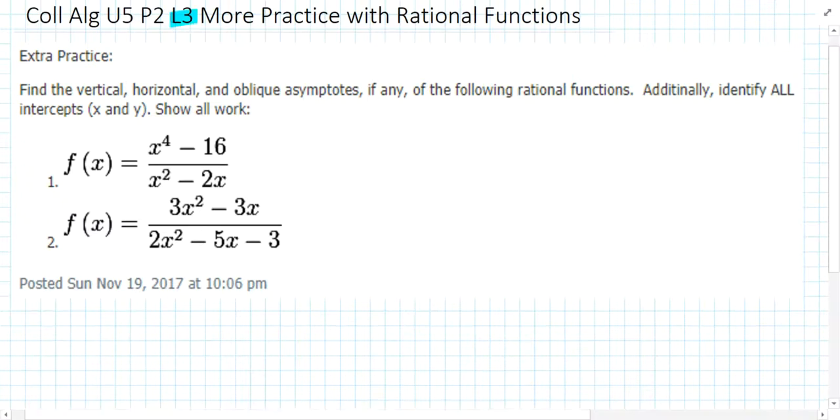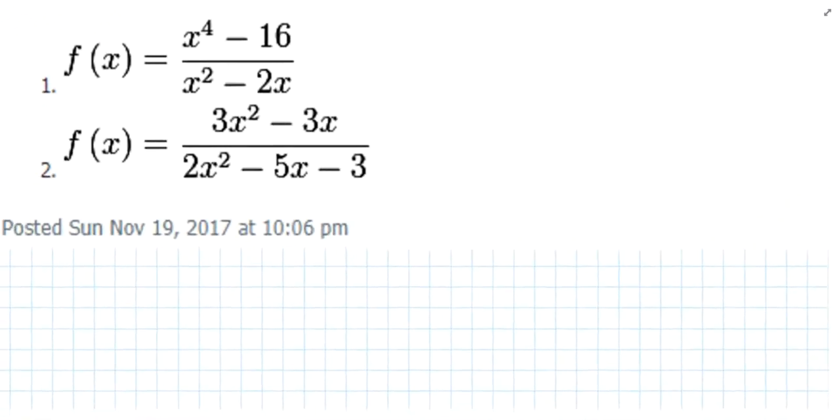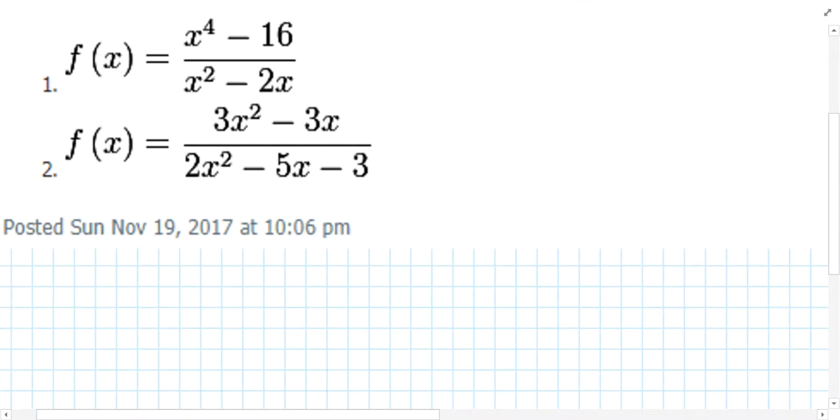So in this final video, we're covering lesson number 3 in part 2 of Unit 5 for college algebra. I have just 2 more problems that I'd like to chat about, and these are kind of interesting examples here. And following this discussion, next week we'll get into our review for the Unit 5 exam.